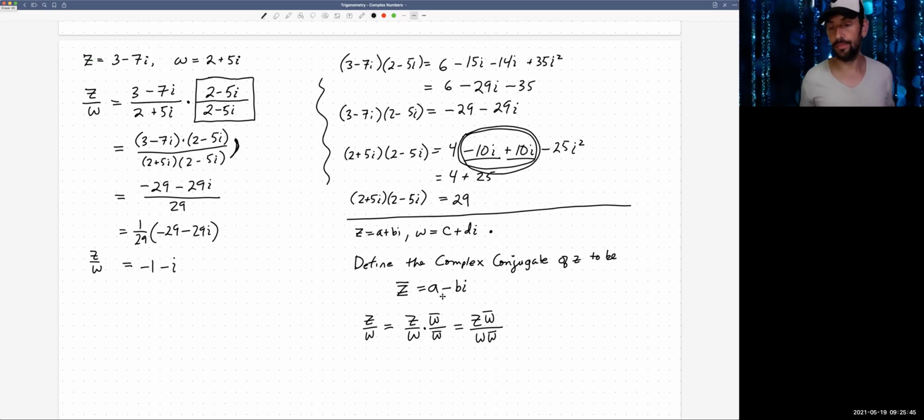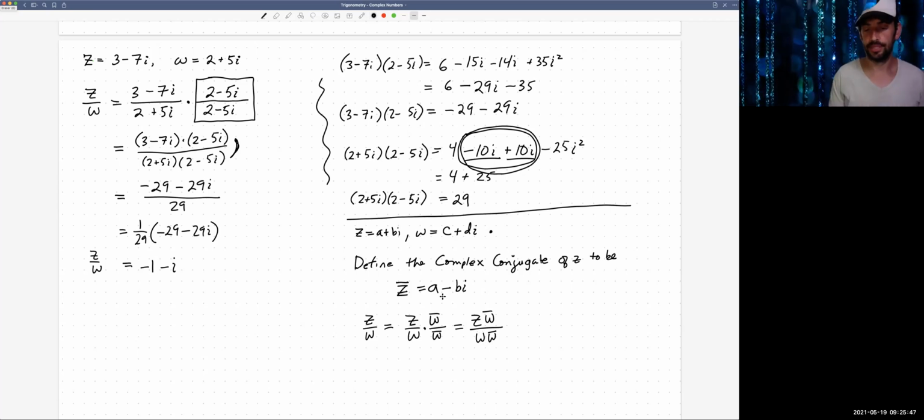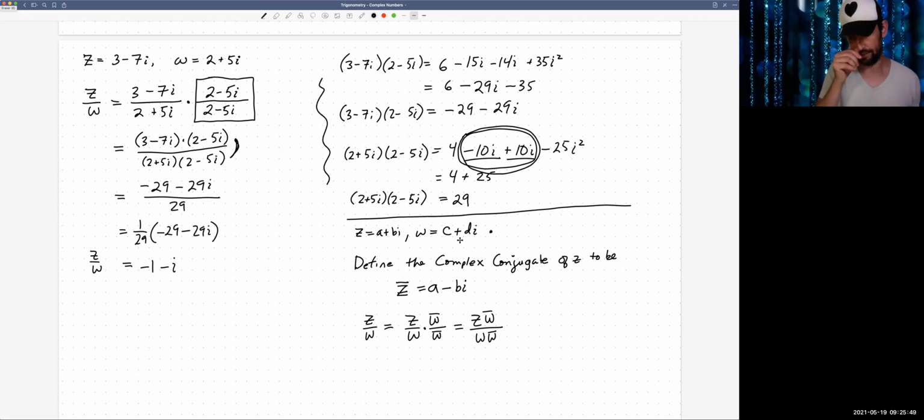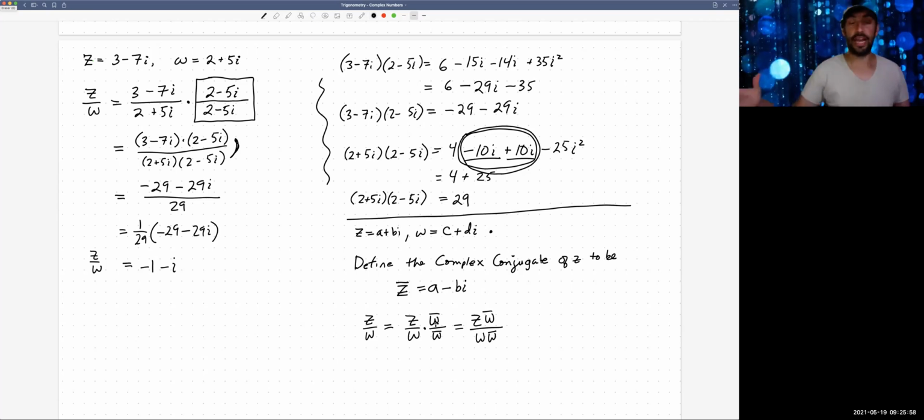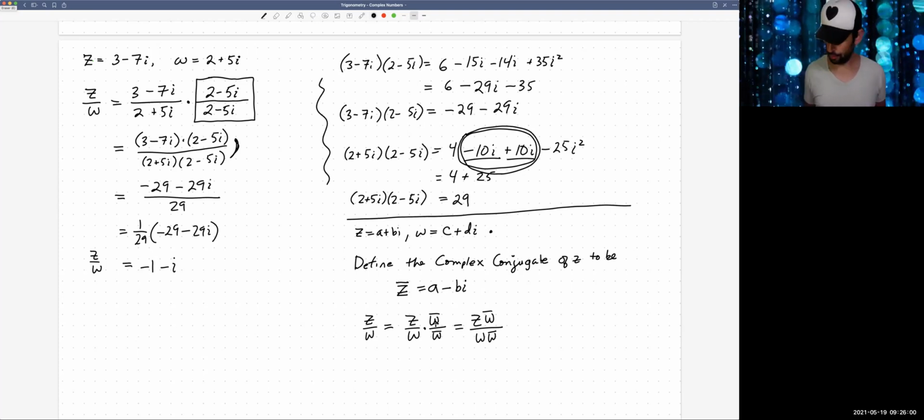You take the complex conjugate, right? In this case, it would be c minus di, and multiply the top and the bottom by that, because you're multiplying by 1 and it doesn't change the value. Okay, that is it for this one.